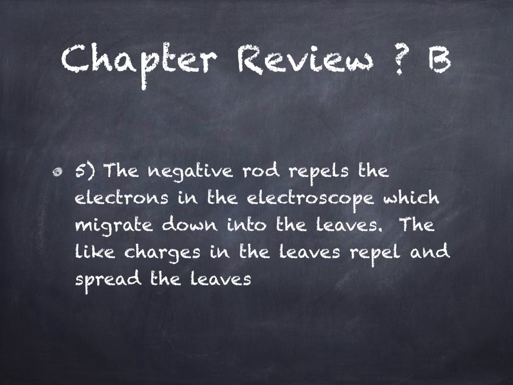The negative rod repels the electrons in the electroscope, which migrate down into the leaves, and therefore the like charges in the leaves repel and spread the leaves. So the what really is the leaves will spread. The why is because the negative rod repels the electrons, drives them into the leaves, and sets up opposite charges.